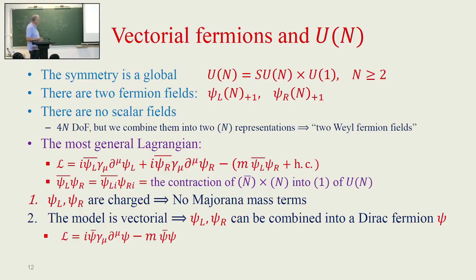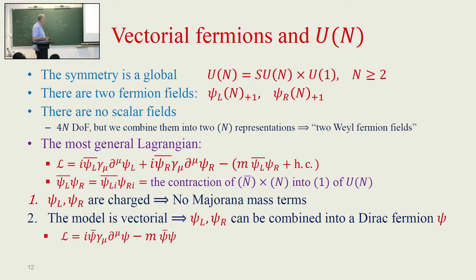Again, what is meant, for example, by psi left bar, psi right is psi left bar 1, psi right 1, plus psi left 2 bar, psi right 2, up to psi left n bar, psi right n. And this contraction is exactly the contraction that, under UN transformation, does not transform, remains the same. So first of all, psi left and psi right are charged under the U1, which means we cannot write Majorana mass terms. They would violate this U1.